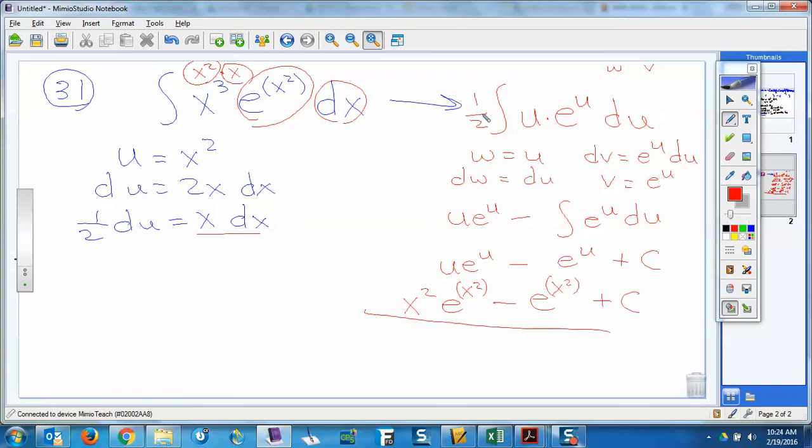Oh, and I forgot the 1/2. I forgot the 1/2 out there, so I'd have to distribute that. So I got a 1/2 there, and I got a 1/2 there. Okay, so those are probably not going to see that on the gateway test.